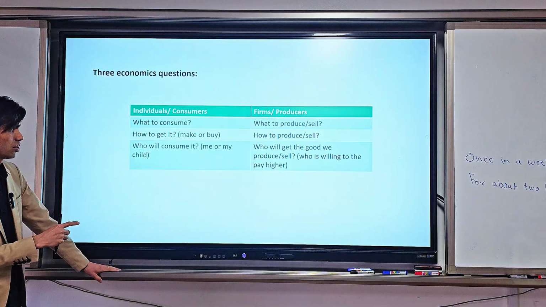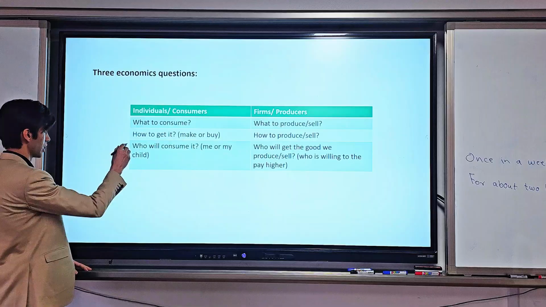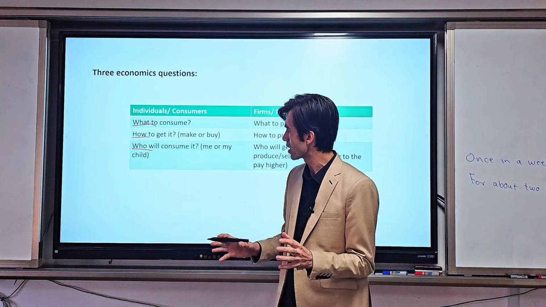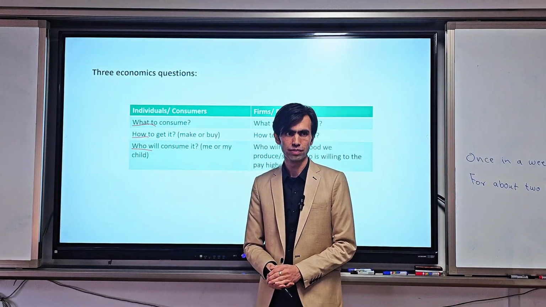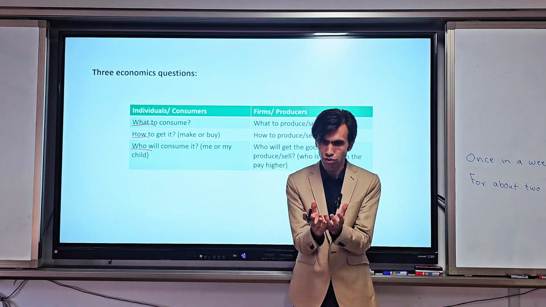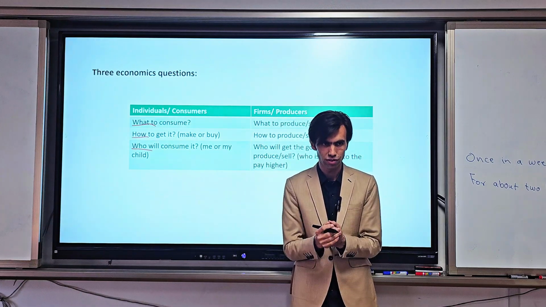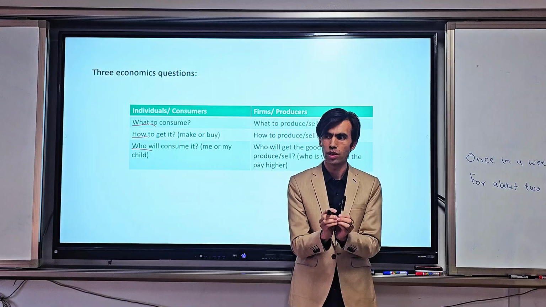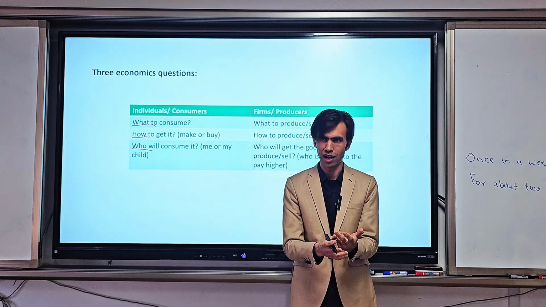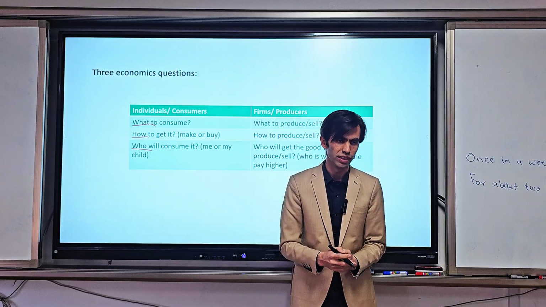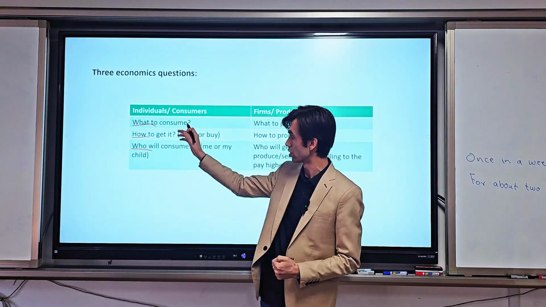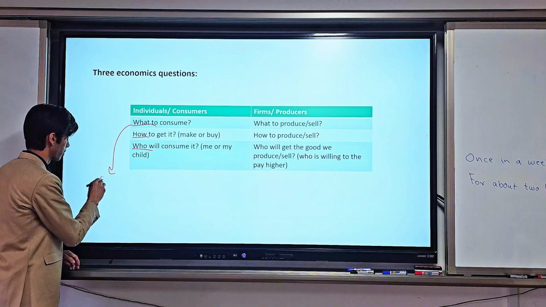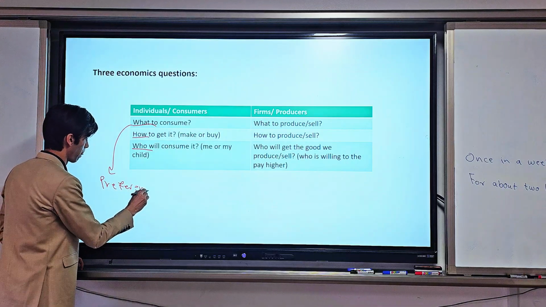So when it comes to consumer and firm, they have different answers for those three questions: what, how, and who. When we are thinking as a consumer, we ask: what to consume? For example, with fruits, we eat fruits at dinner, lunch, or after that. We think about what types of fruit we should consume: banana, apple, pomegranate, avocado, which one? Then we need to decide how to get that, based on our preferences, which we will talk about later.